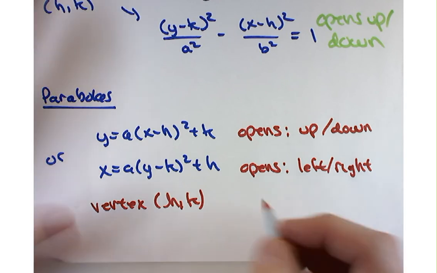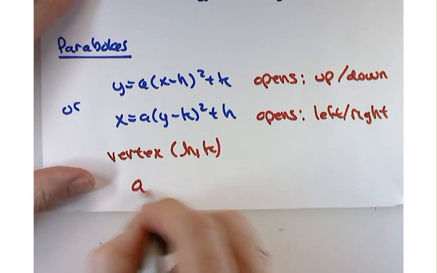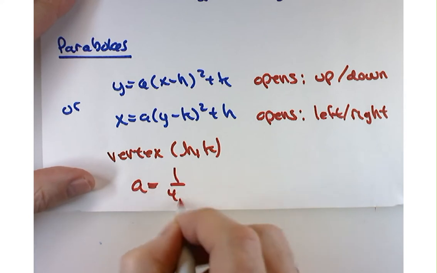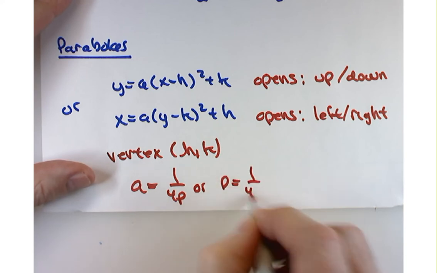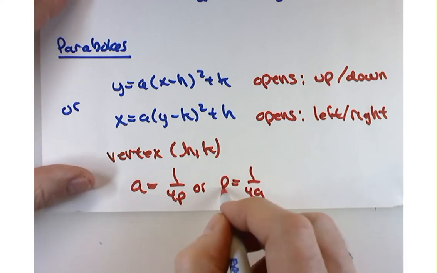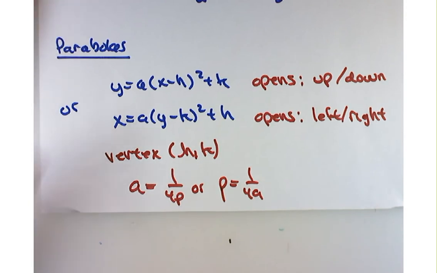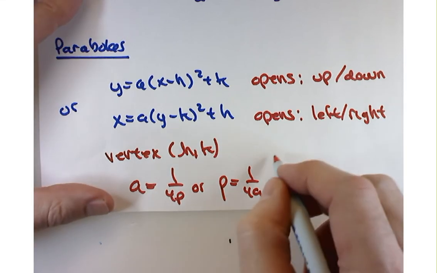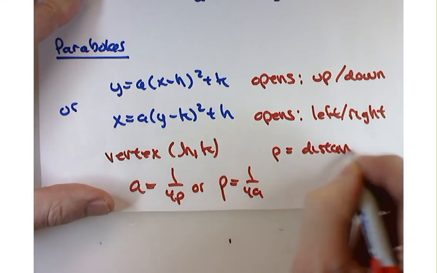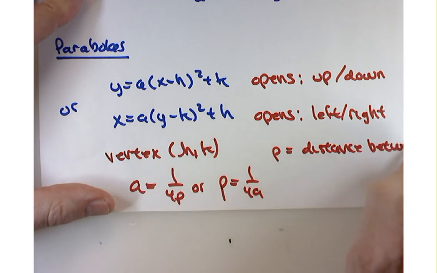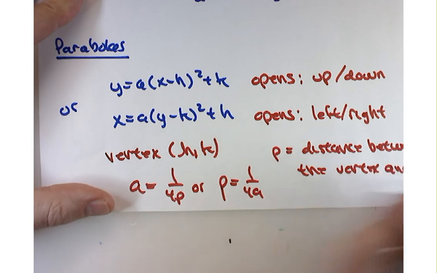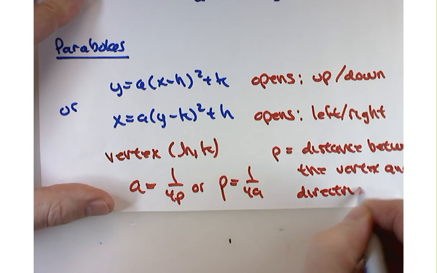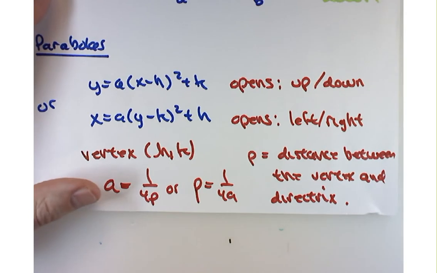As a reminder, this coefficient A equals 1 over 4p, or another way to state it is P equals 1 over 4a. But what does P represent? Do you remember what P is all about? I know it's been a little while because we've been on vacation. Yeah. It's the distance between the vertex and directrix. Well done. Yeah, distance between the vertex and the directrix.